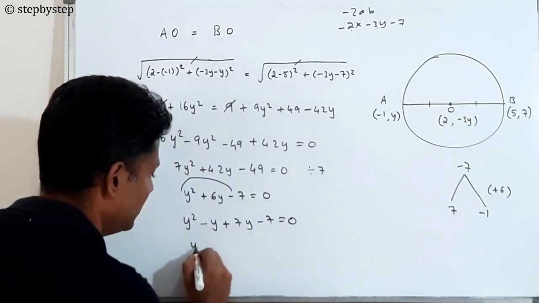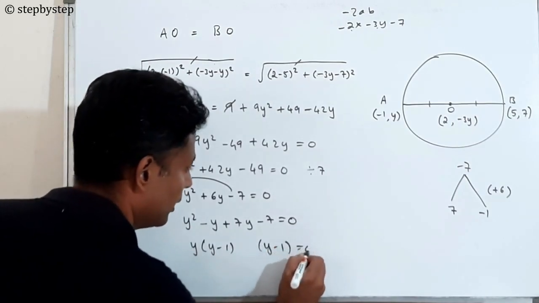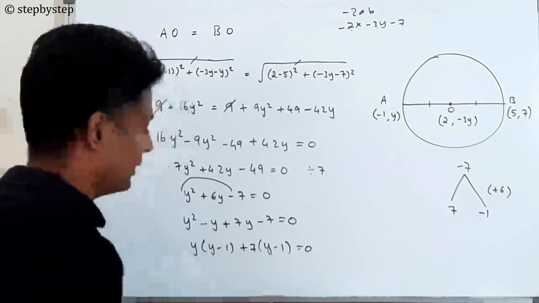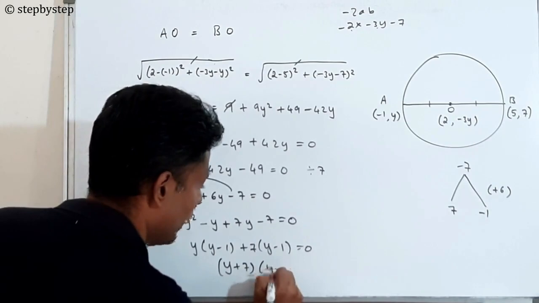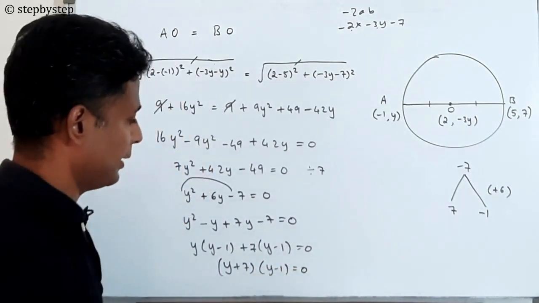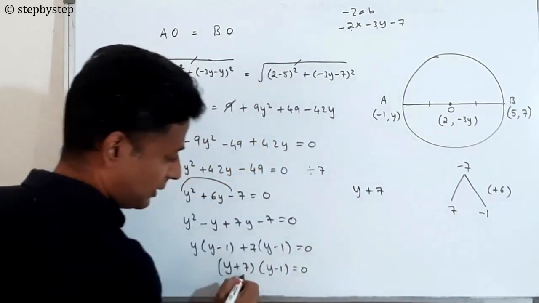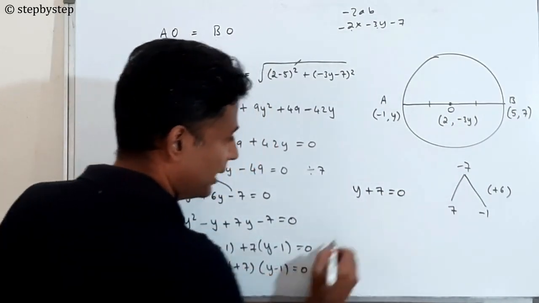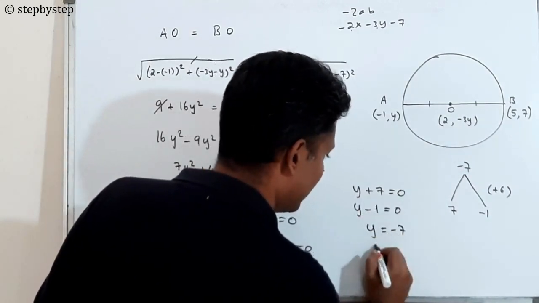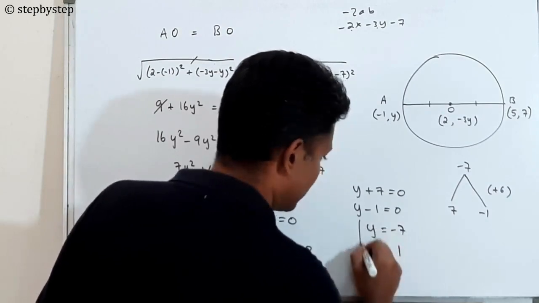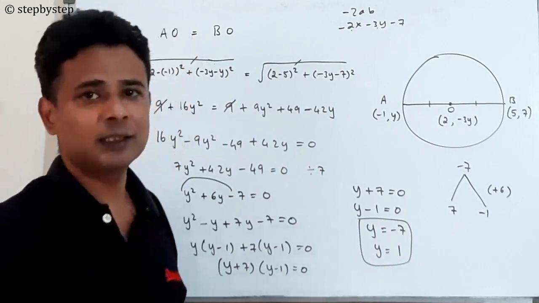Now y is common, so I get y minus 1, which means here also I should get y minus 1, so what do I have to take common? Plus 7. So I'll get (y plus 7) into (y minus 1) equal to 0. Which means y plus 7 equal to 0 and y minus 1 equal to 0, so y equals minus 7 and y equals plus 1. So there are two possible values of y, one is minus 7 and one is plus 1.